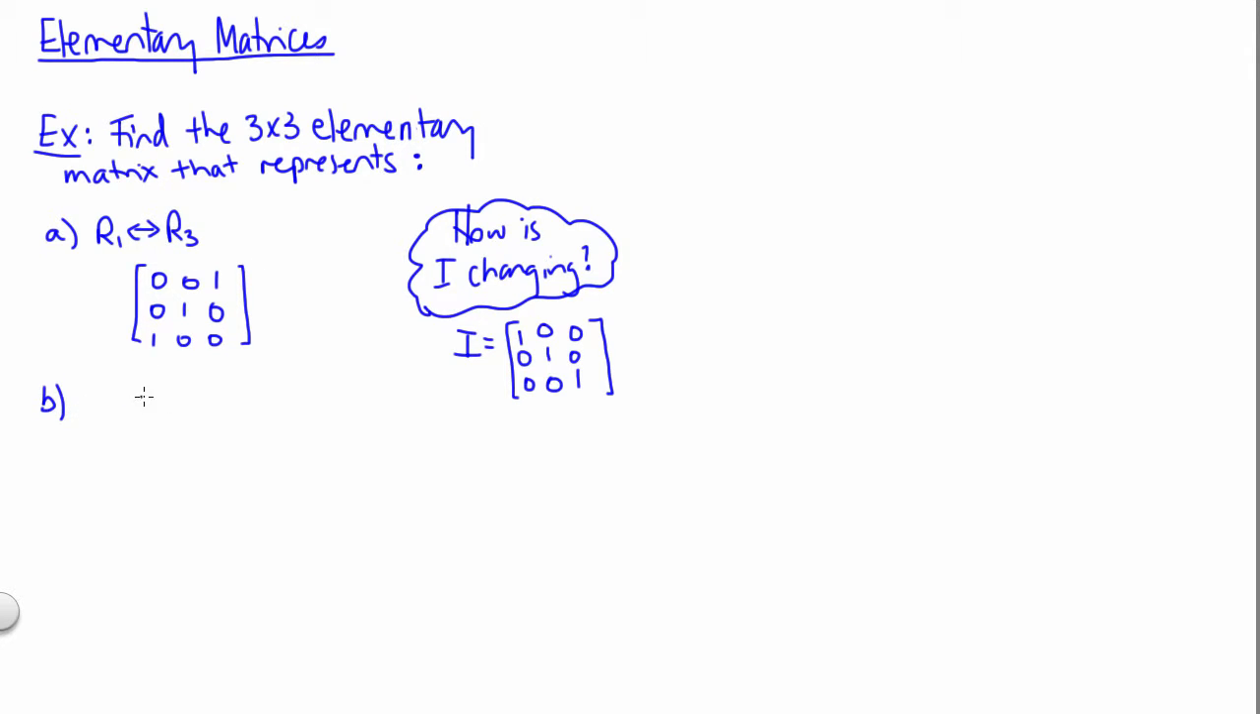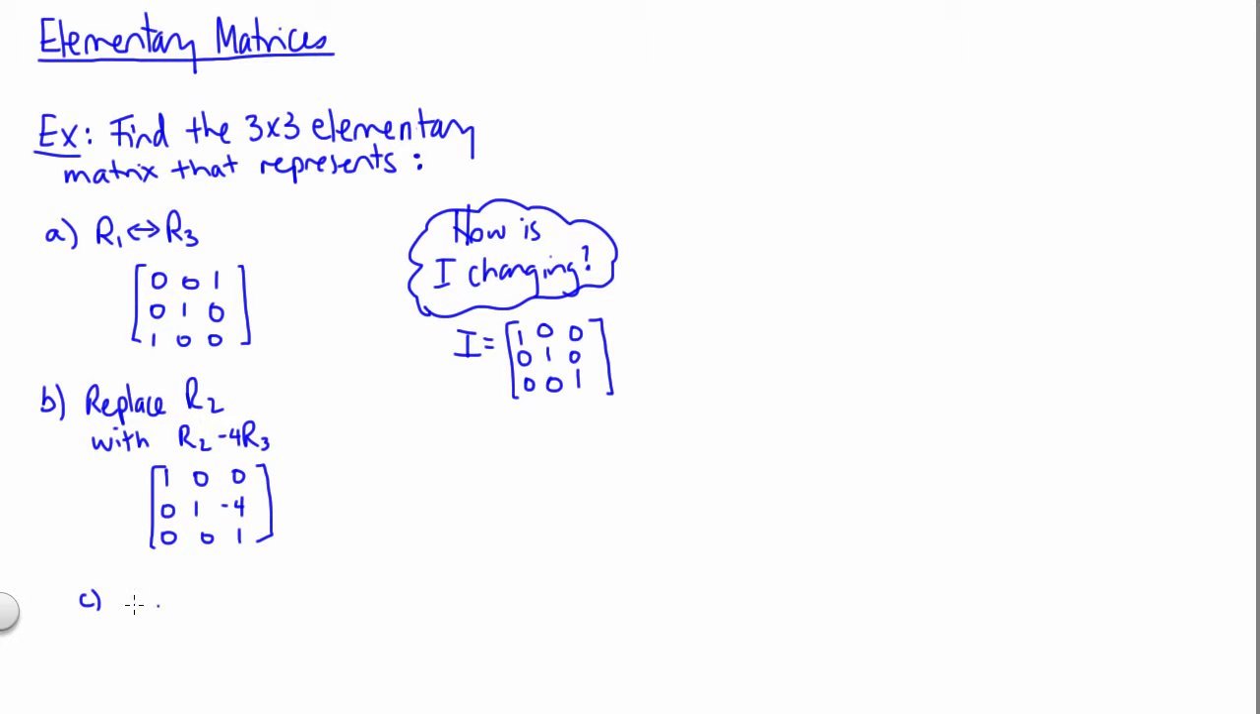Part B. Let's look at the operation replace row 2 with row 2 minus 4 row 3. So again, we look back at the identity matrix and we write down what would happen if we performed this operation on the identity matrix. Well, top and bottom rows would not change, but the middle row, row 2, is going to get replaced with row 2 minus 4 row 3. So that's going to look like this.